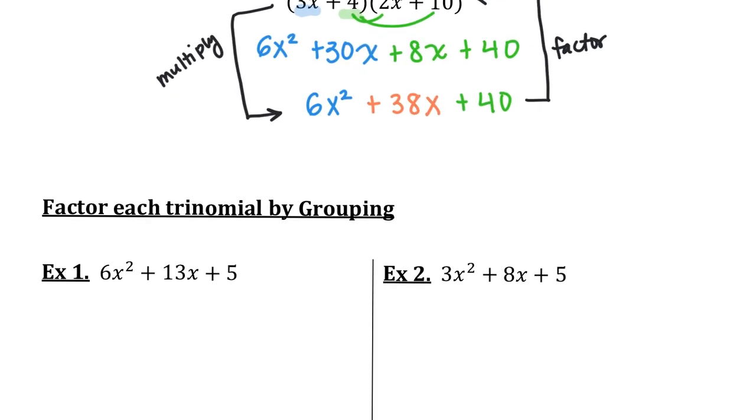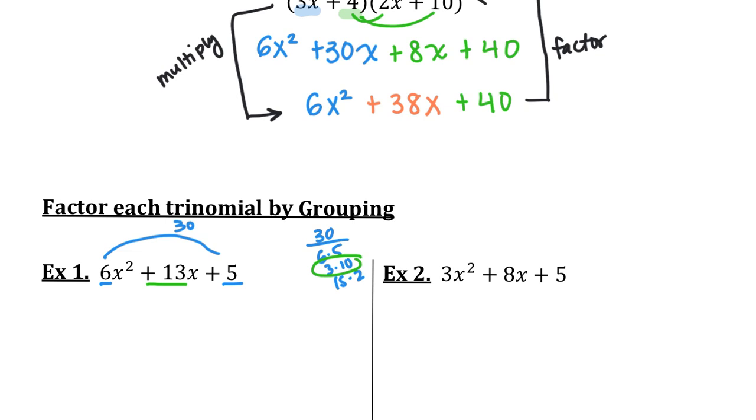Now we're going to start it off similarly to how we did the box. I'm going to multiply a times c, so this times this, 6 times 5 gives me 30. And then I'm going to think, what do I multiply to get 30? I'm going to check to see if it adds up to the middle term. So if I were thinking of factors of 30, I might say, okay, it's 6 times 5, it's 3 times 10, it's 15 times 2, it's 30 times 1. But I want to check and see which of these add up to 13. That's going to have to be the 3 and the 10.